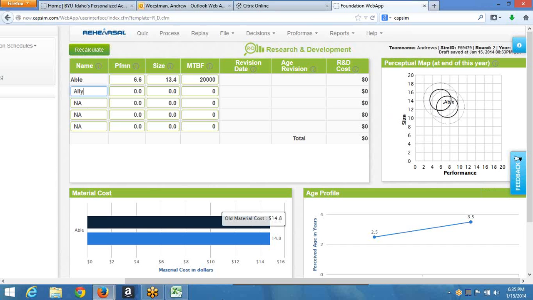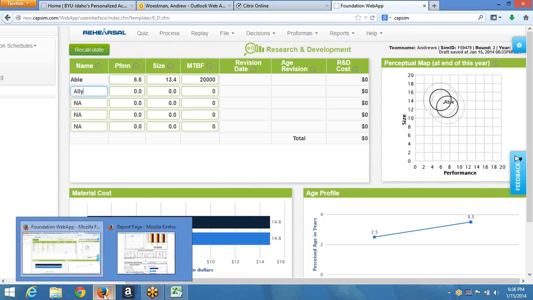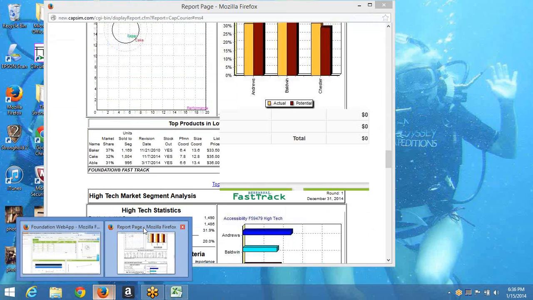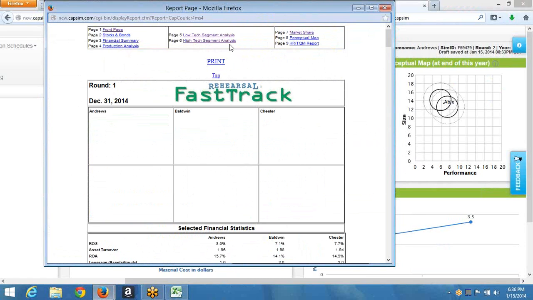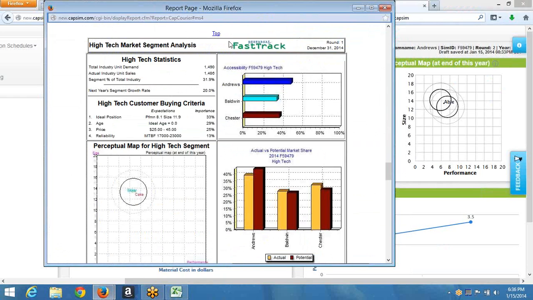So I'm going to want to find out what I want to put her at. So I'm going to go back to my fast track. I'm going to go to the top. I'm going to click on the high-tech segment because that's what I decided I wanted to do. I wanted to make a high-tech market. And I look at the ideal position for the last round, and it was 8.1 and 11.9.